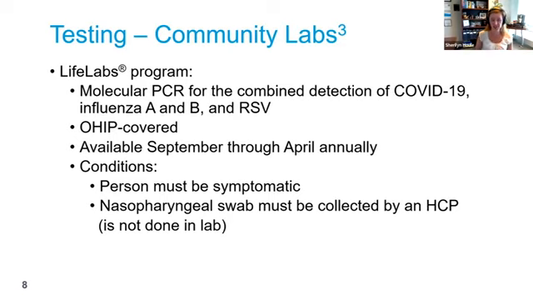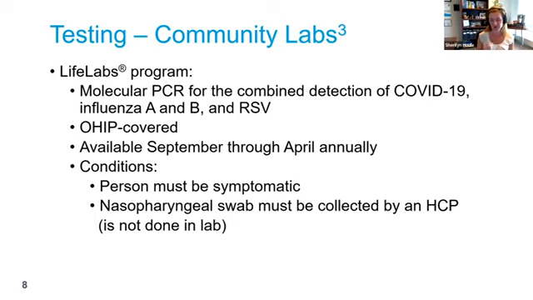The only conditions are that it's only available during the respiratory season, so September through April every year. Outside of those months, it's not available as an OHIP covered service. And there's also a couple of eligibility conditions. The first is that the person must be symptomatic. They cannot be eligible for this test if they're a close contact of somebody, or if they're trying to get COVID-19 testing prior to travel. We saw that be an issue during the earlier phases of the pandemic. So they must be symptomatic and there must be a suspicion of RSV.